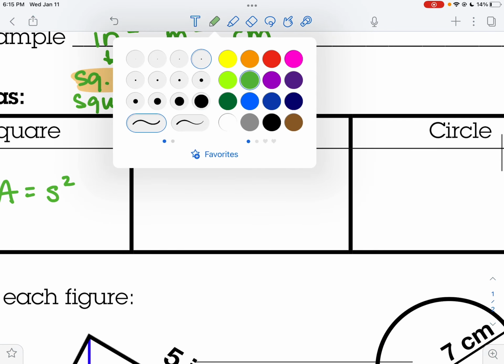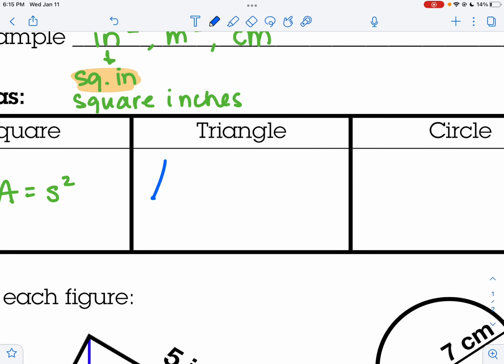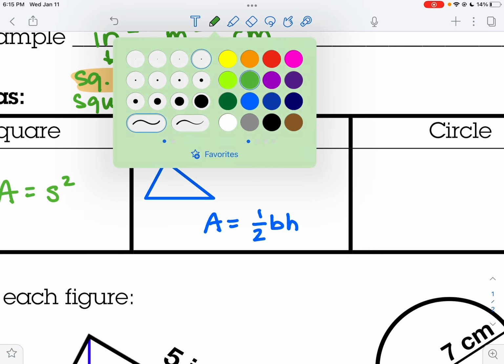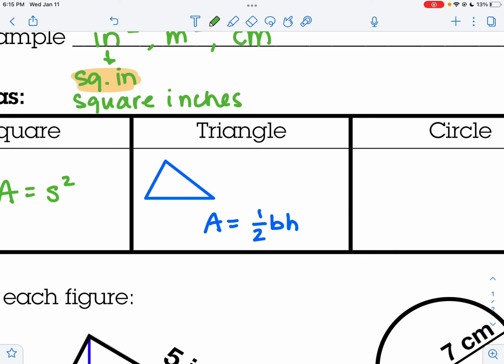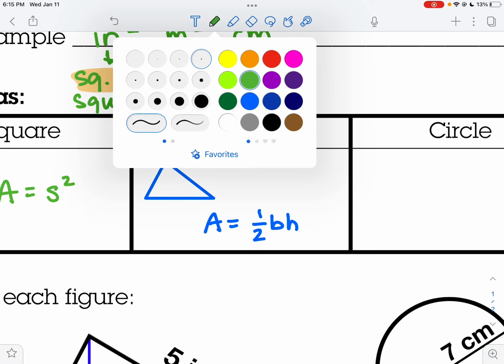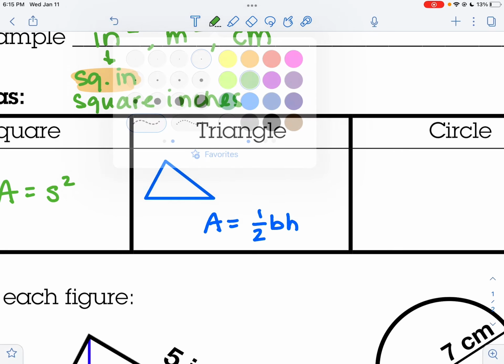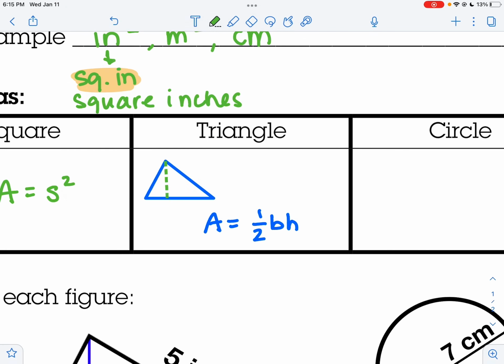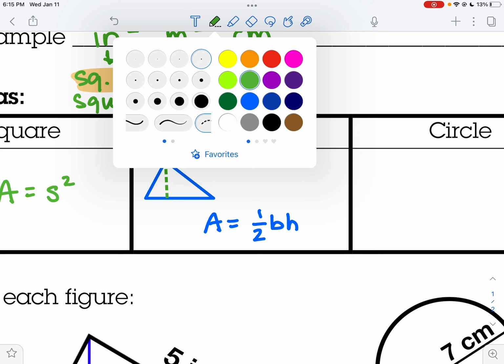Now a triangle, you might not remember, maybe you do, maybe you don't, I don't know. But the formula for area of a triangle is 1/2 times the base times the height. Now the base. Well, first you should look for the height. Height and base are always perpendicular. So if you look and you see usually a dashed line that goes through the middle, that's your H.